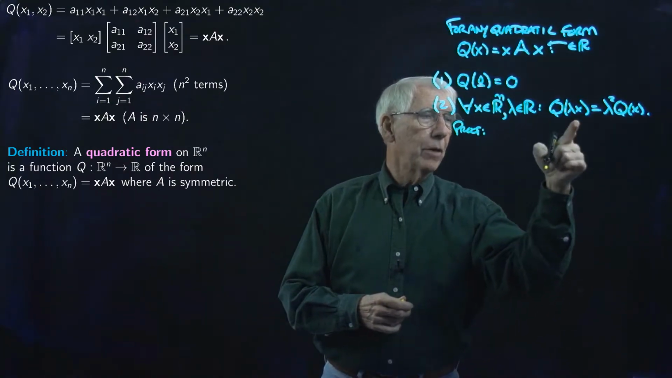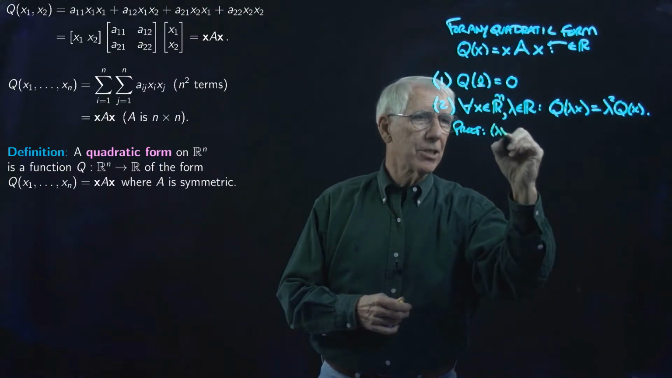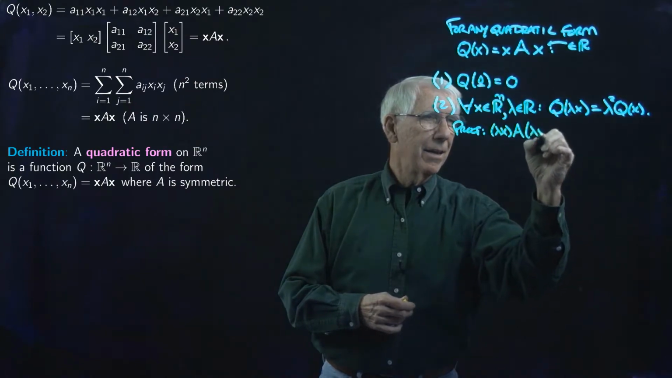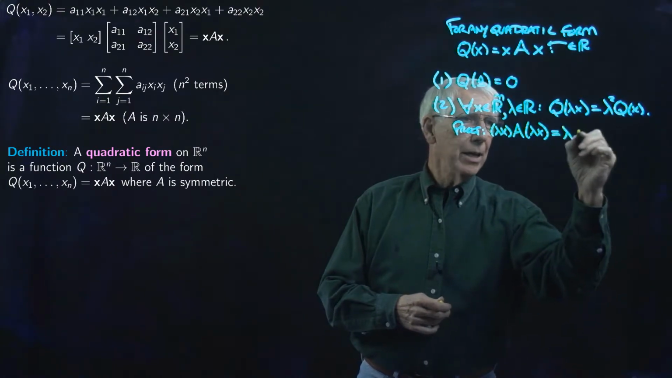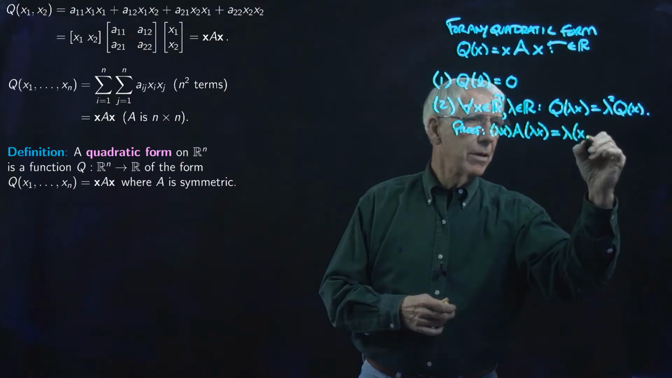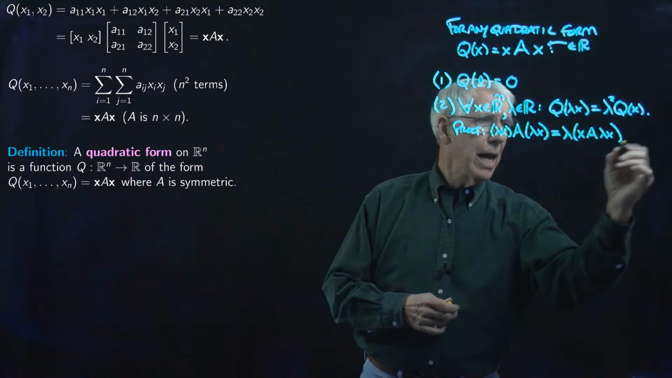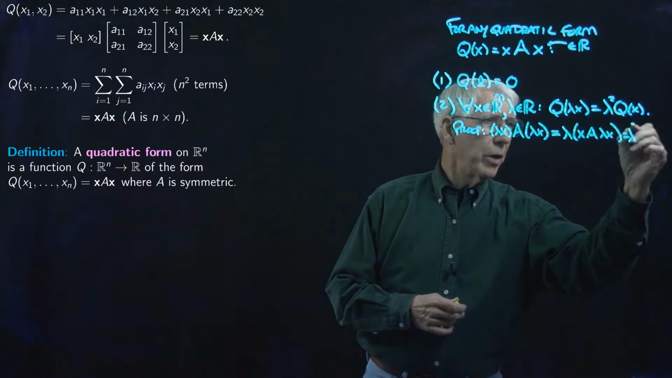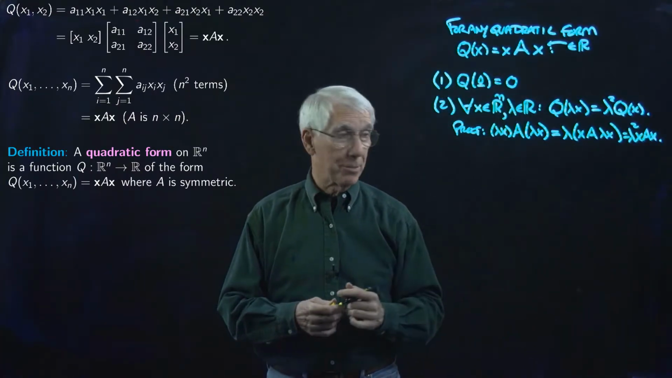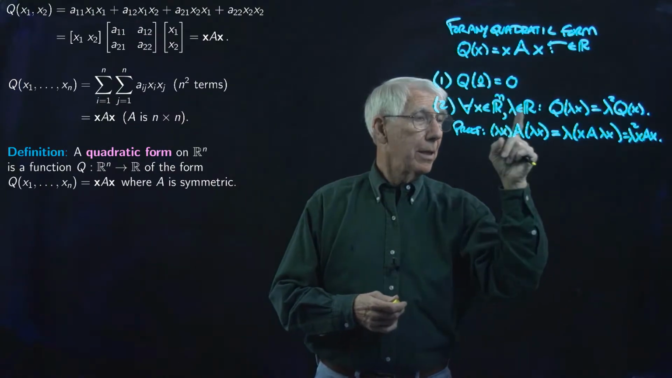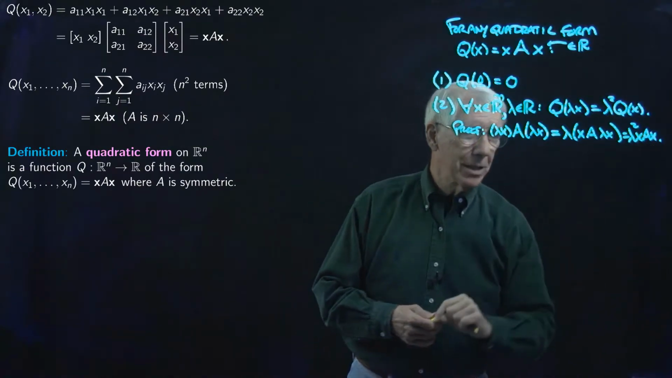So we have Q of lambda x is lambda x transpose A lambda x. And that's lambda times x transpose A lambda x. I could put that in parentheses, I suppose. And that's equal to lambda squared x transpose A x. That's it. That's the proof right there. So here we have Q of lambda x. Here we have lambda squared times Q of x.